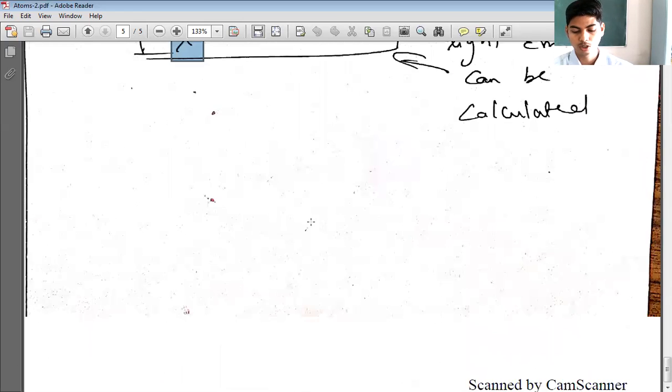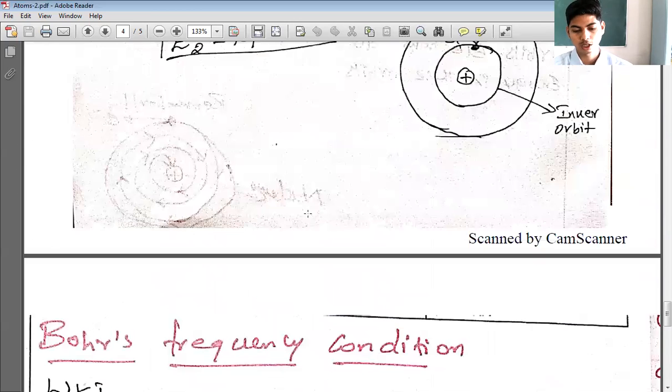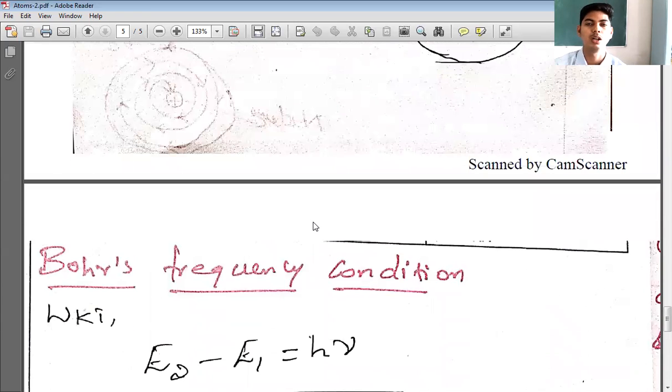So try going into this material. In the next class, we will study about the expression for radius of electron orbit. We'll study about Bohr radius. We'll study about total energy of electron in the nth orbit of hydrogen atom.